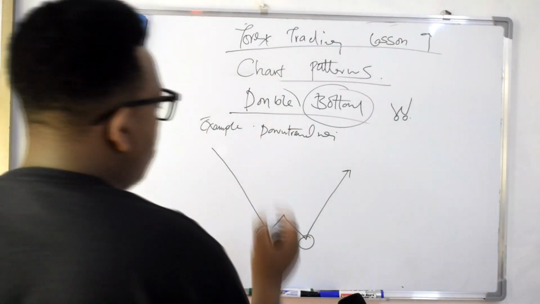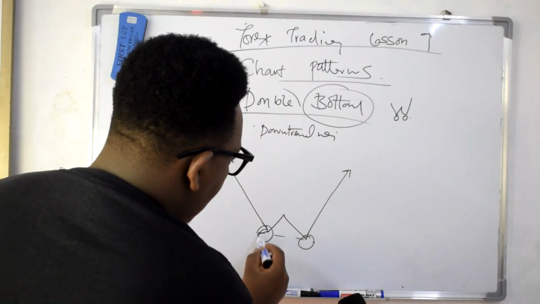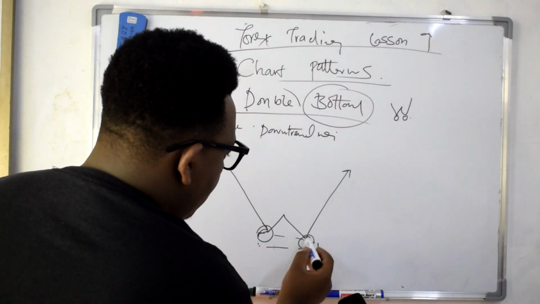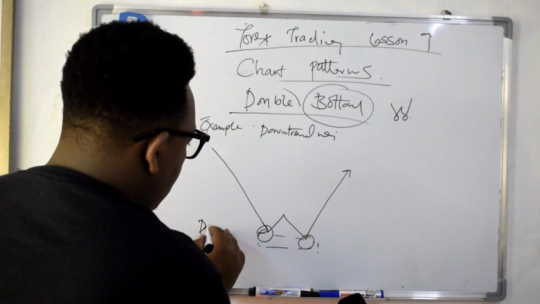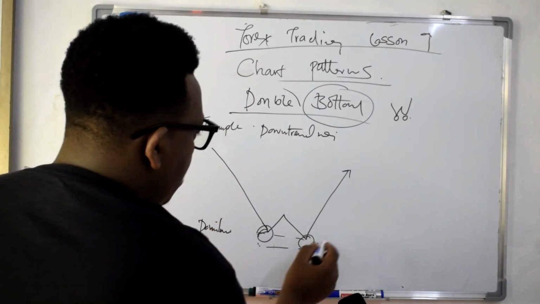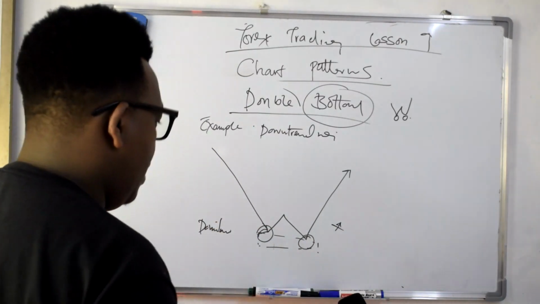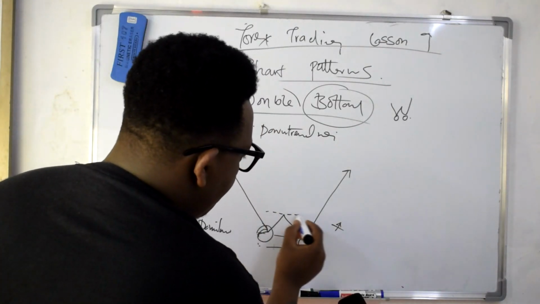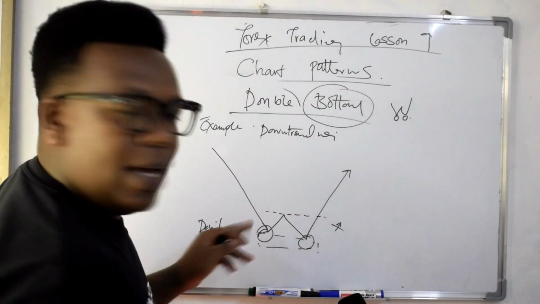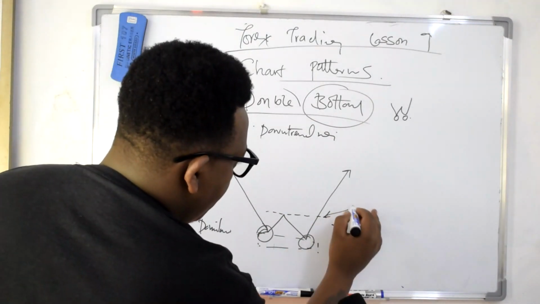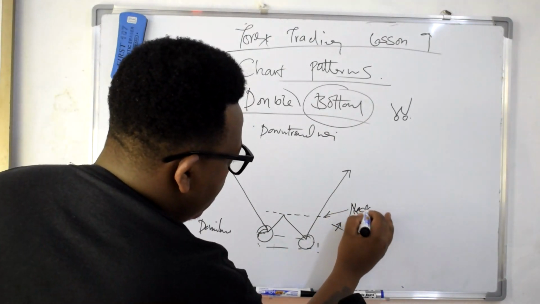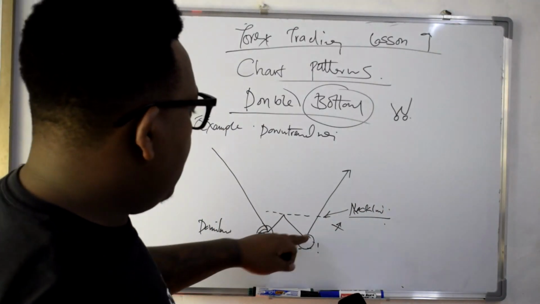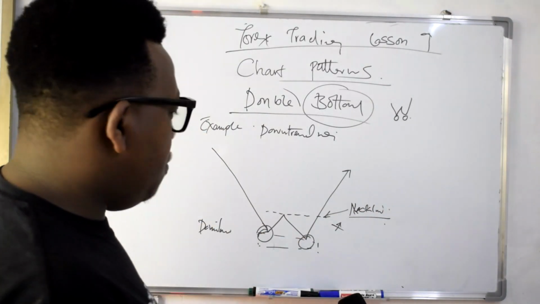So with the double bottom, whenever you see the market form something like this, you anticipate the market is going to change direction from the downtrend to the uptrend. So for this case, when it forms the W pattern, we have this part. This part we normally call the neckline. It's called the neckline.